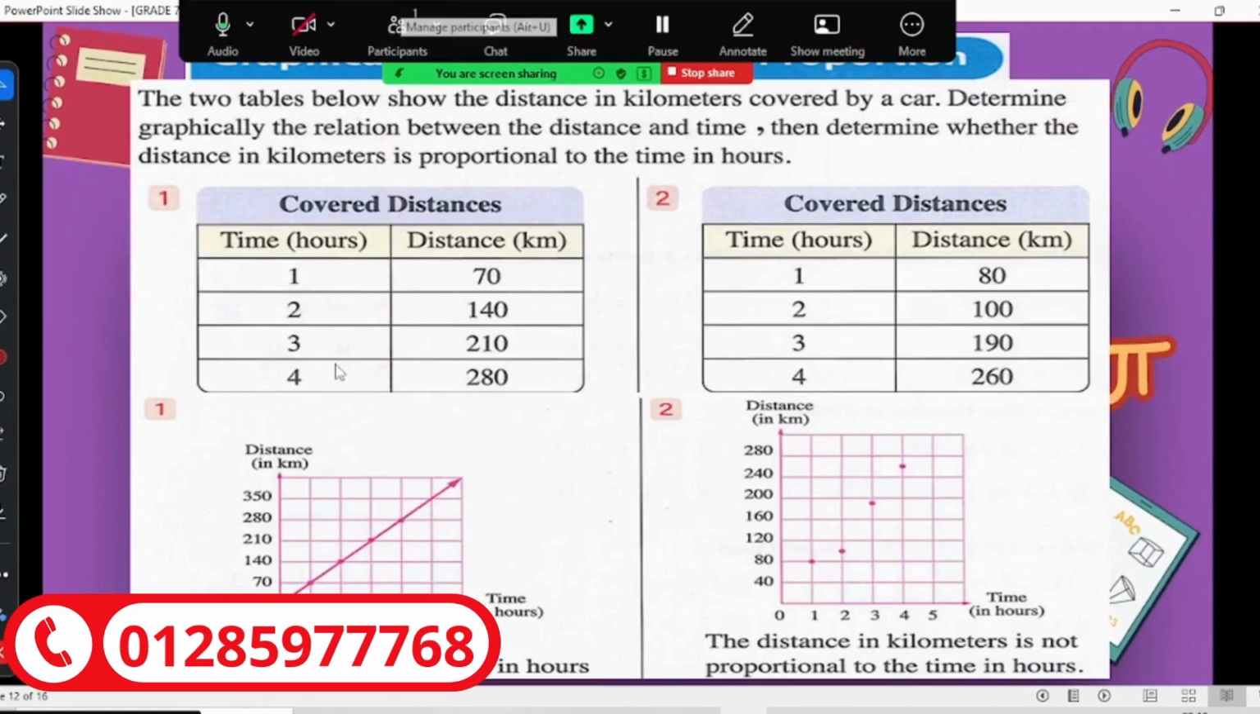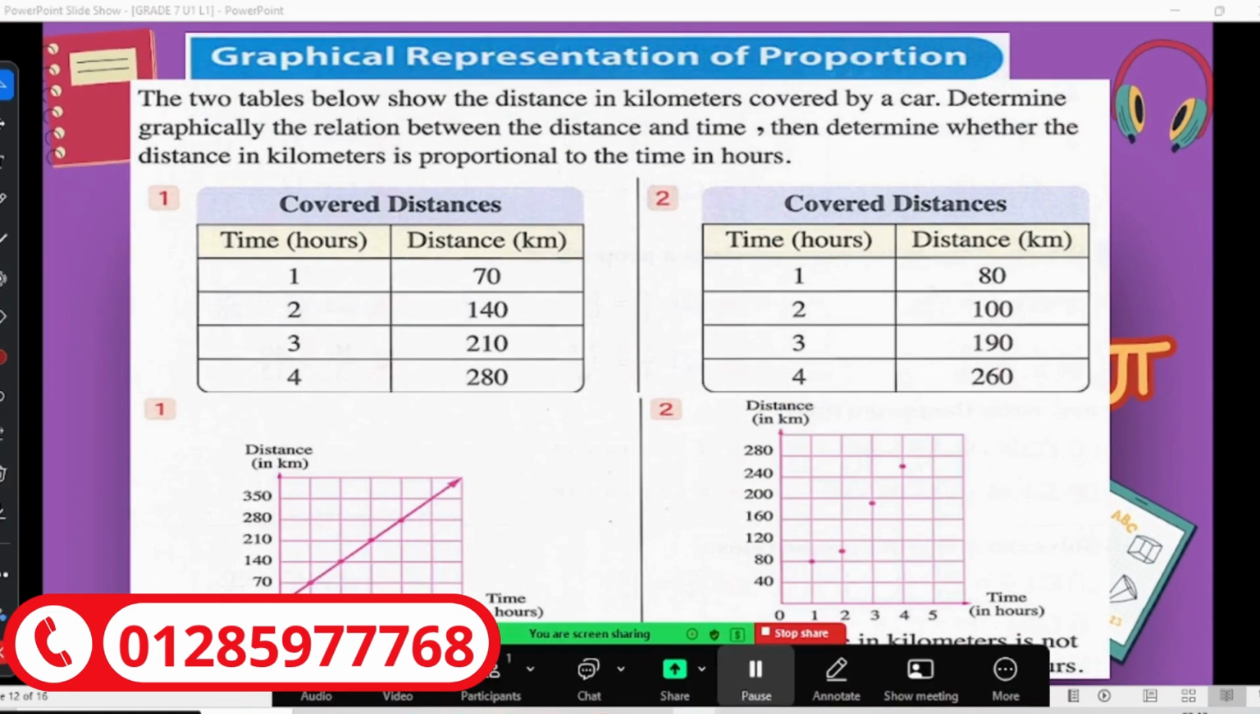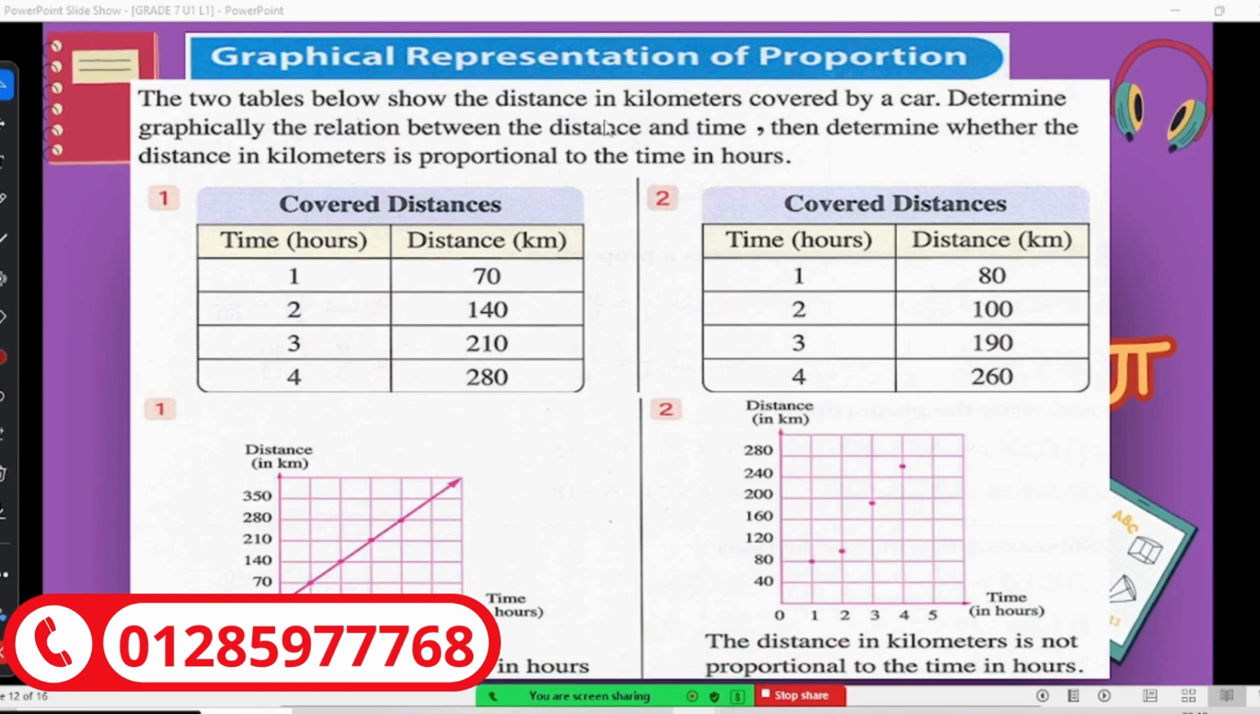The next one here, graphical representation of proportion. The two tables below show the distance in kilometers covered by a car. At first, time in hours and distance in kilometers. 70 kilometers takes 1 hour. 140 kilometers takes 2 hours. 210 kilometers takes 3 hours. 280 kilometers takes 4 hours.